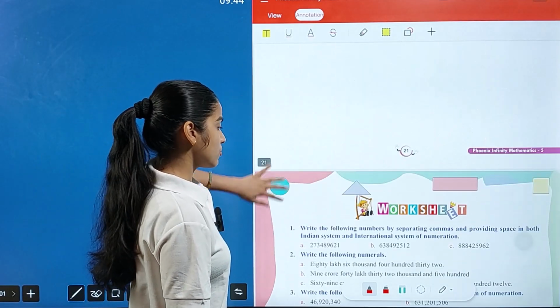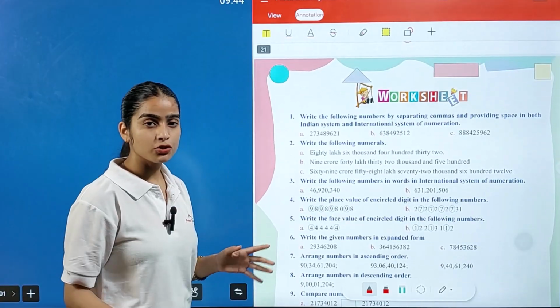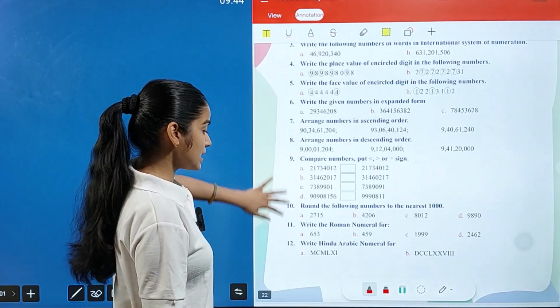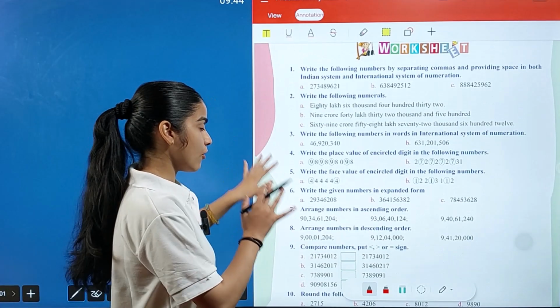But after this you have your worksheet where you have a combination of questions which you do in your exercise. After this is the end of your chapter.